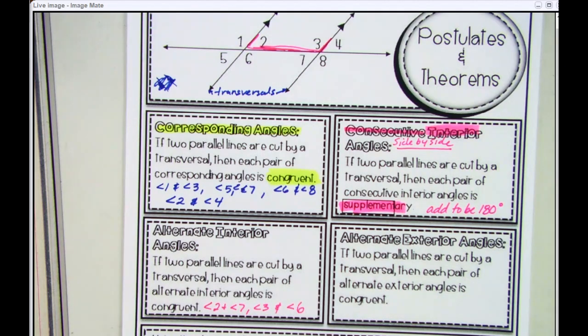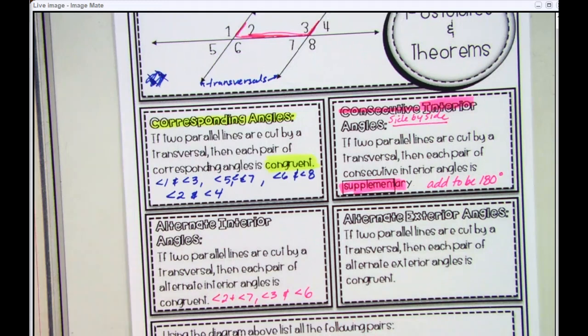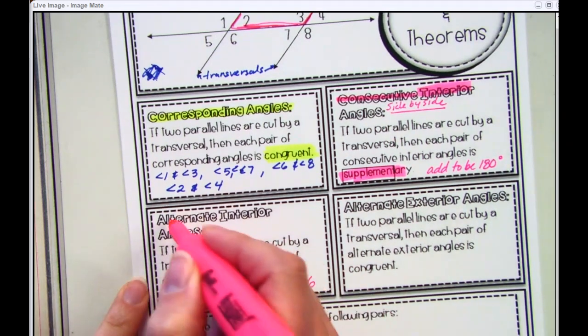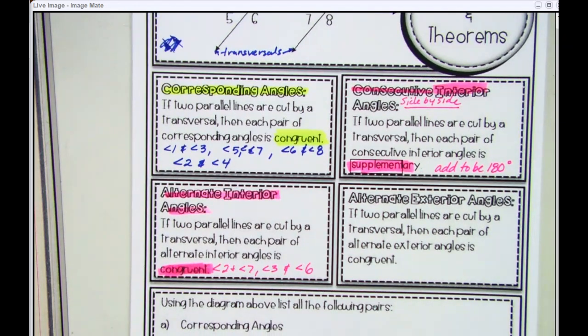What's key about these? They are 2 and 7, is that what it is? Oh, I wrote 6, didn't I? Thanks for 2. Oh, no, 2 and 7, 3 and 6. Yep, sorry, thank you. Alternate angles are congruent.